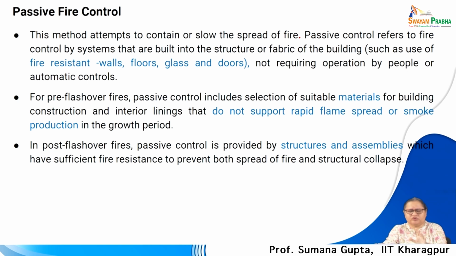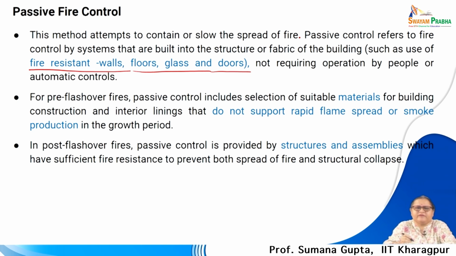This method attempts to control or slow the spread of fire, for which we may use fire resistant barriers like walls, floors, glass, and doors. These do not require operation by people or any automatic control. They stand as they are within the building and create the control mechanism of fire spreading from one area to another.